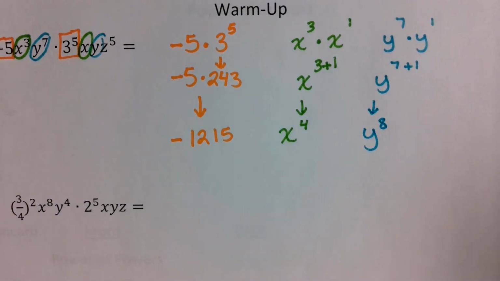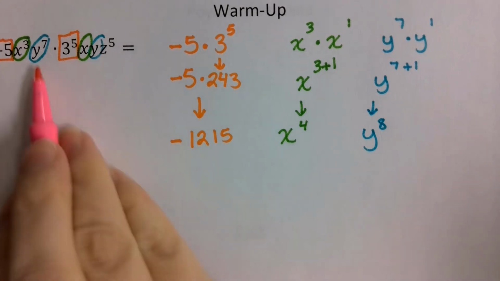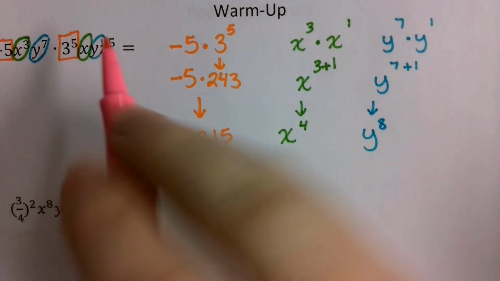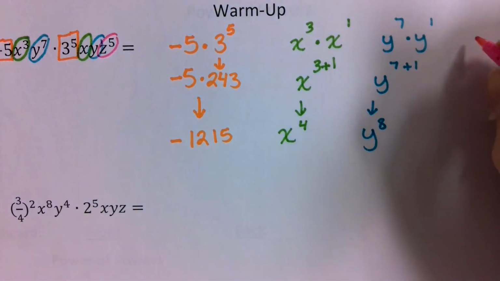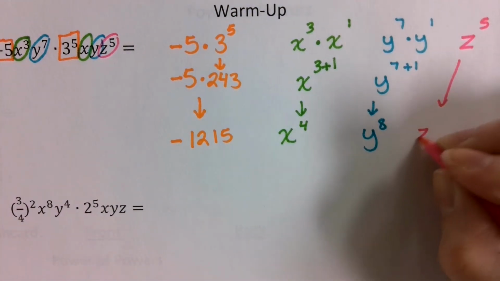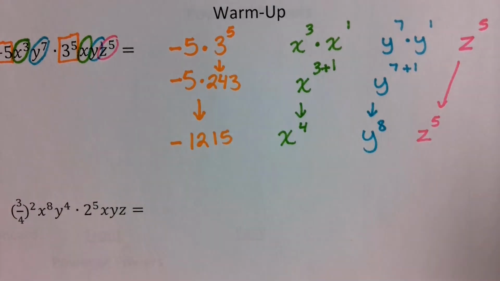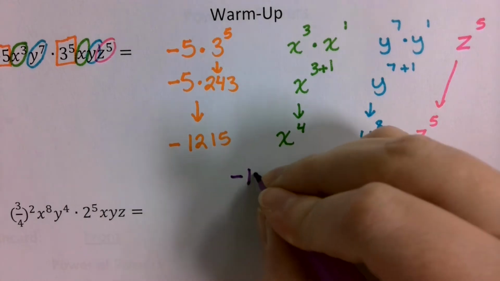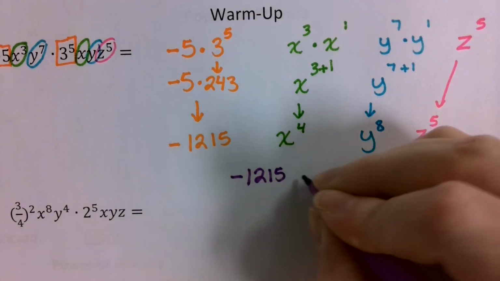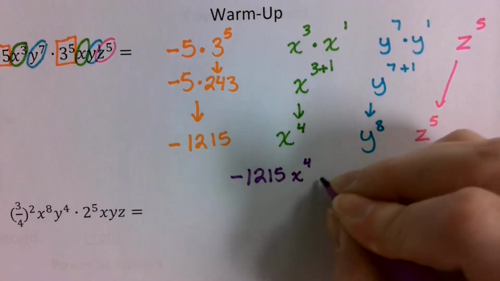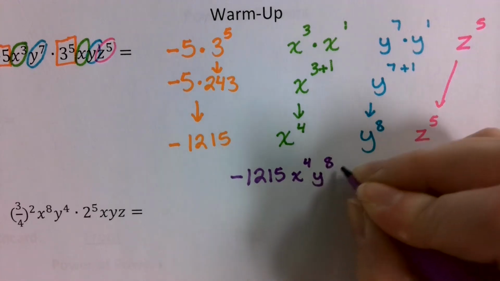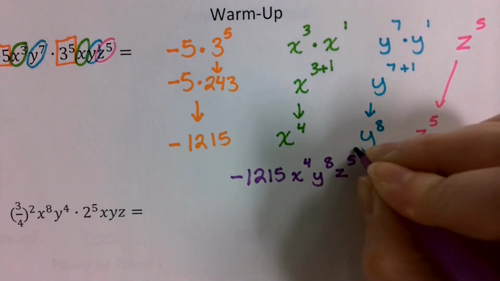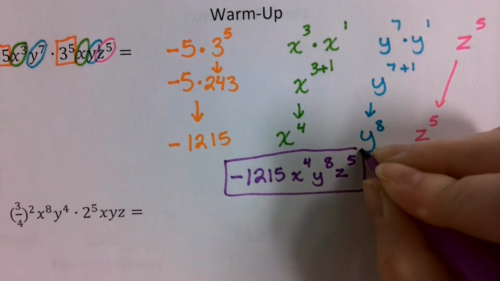And then lastly, we've got our value of z. Now there's no z over here, but we do still have a z to the 5th on the other side, and that's just going to come straight down into the answer. So z to the 5th. So then we just piece it all together, and our final answer is -1,215, x to the 4th, y to the 8th, z to the 5th. That's our final answer.